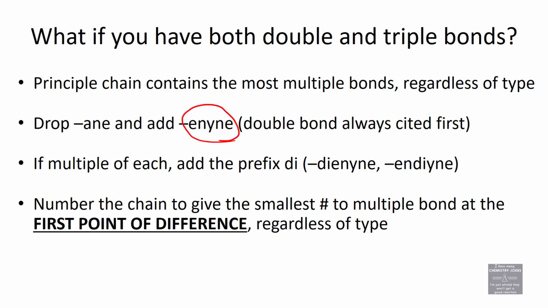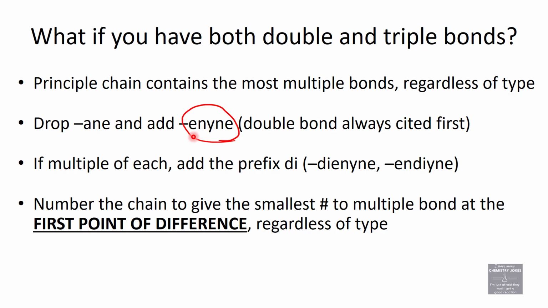The way the name is constructed, it's always called an ene-yne. It's never called a yne-ene. But you give the smallest number to the multiple bond at the first point of difference, regardless of type. When you have alkenes and alkynes, you find the longest chain that has the most multiple bonds, and you give those multiple bonds the lowest number possible, whether it's an alkene or an alkyne, but the name is always written as an ene-yne, never as a yne-ene.